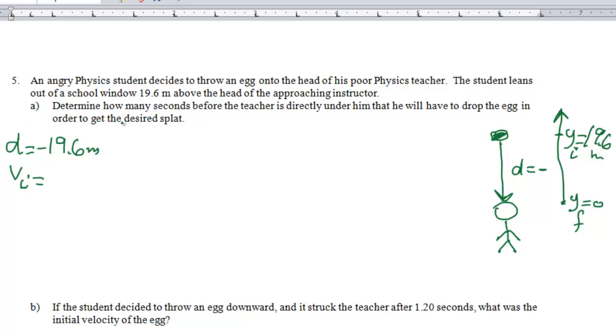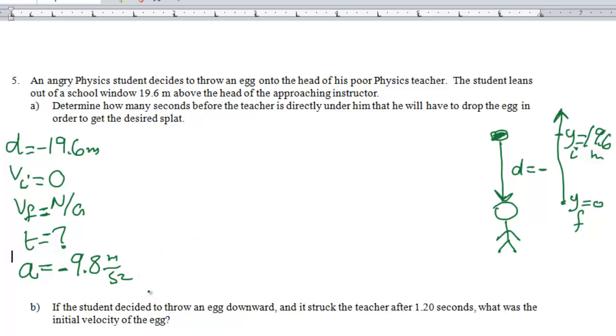In part A, determine how many seconds before the teacher is directly under him that he will have to drop the egg in order to get the desired splat. So he will be dropping the egg from rest. That's what the question implies. It will be dropped from rest. And we don't have any information about V final, so V final is not given. The question is how many seconds, so we're asked to find the time. And the acceleration will be what? The acceleration will be g, which is negative 9.8 meter per second squared.